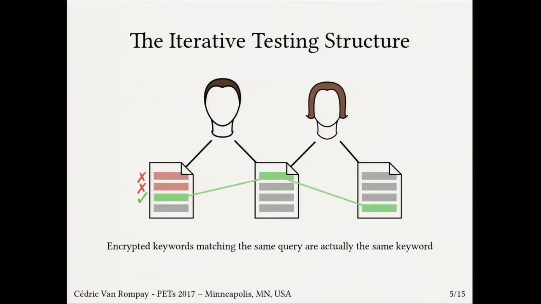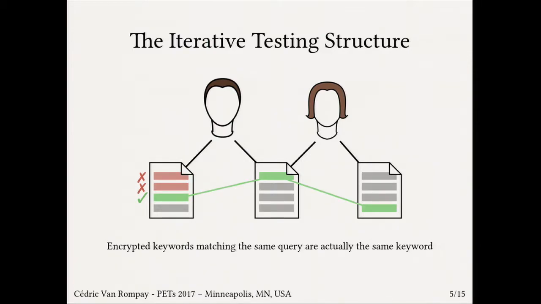So where does the vulnerability come from? Almost all MUSE schemes, even if they are very different from one another, are based on a common structure that we call the iterative testing structure, illustrated here. In this structure, what the server hosts are encrypted indexes. You can see three of them here, which are lists of encrypted keywords. The search operation consists of the server performing some tests against each keyword separately. Here you can see the test failing on the first two keywords and passing on the third.